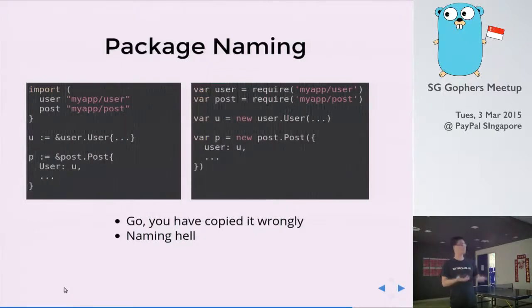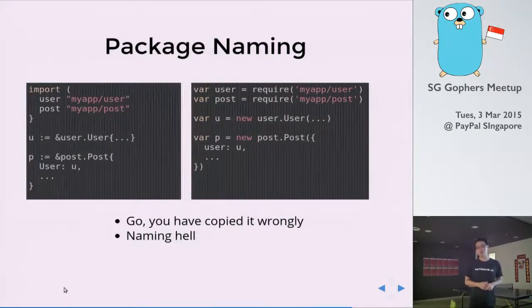Because in this case, when you call user.user, it can mean an object, but it also means a package, then the code becomes very confusing, because both the method call and your package call have the same notation even though they have completely different meanings. And the other problem is that you have a lot of name clashes. If you have a package name user and you want to define a variable named user, then your package name will clash, and you will get all sorts of random errors.